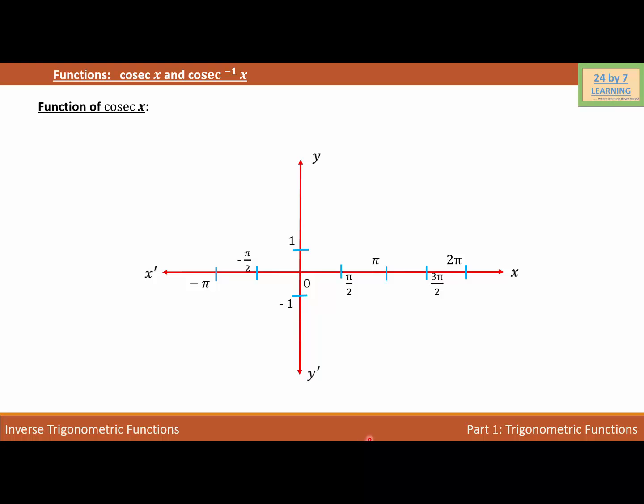In this video, we are going to talk about the cosecant and cosecant inverse x functions. Let's first talk about the function of cosecant x. As you can see, this is my x-axis and this is my y-axis.